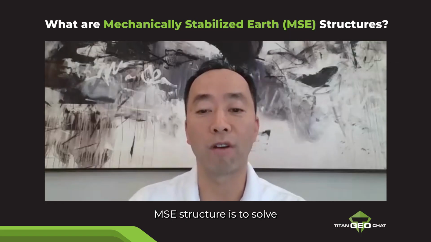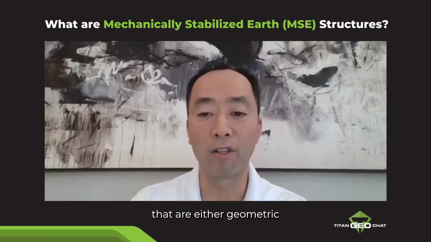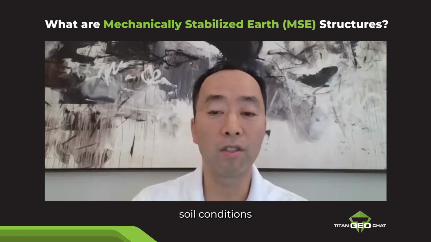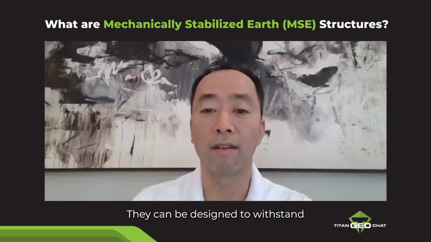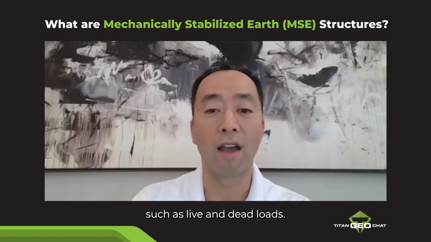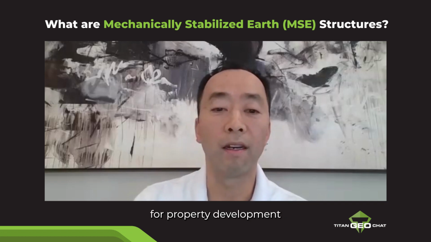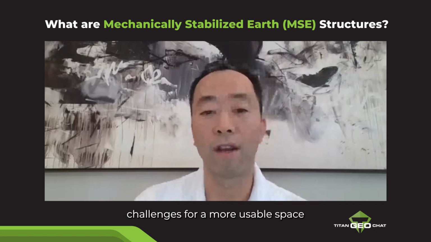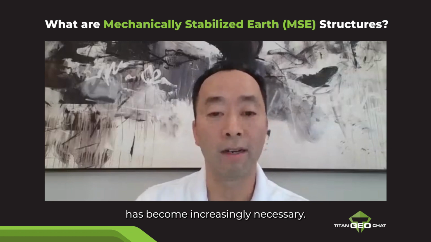The primary purpose of an MSE structure is to solve grade separation problems on site that are either geometric or have right-of-way issues, unfavorable soil conditions, or other environmental constraints. They can be designed to withstand the lateral earth pressures and other external forces such as live and dead loads. With the constant need for property development and the rapid increase in land cost, resolving these grade separation challenges for a more usable space has become increasingly necessary.